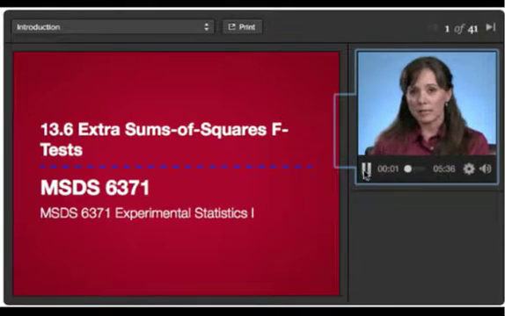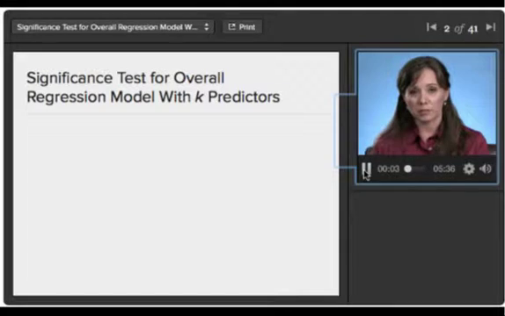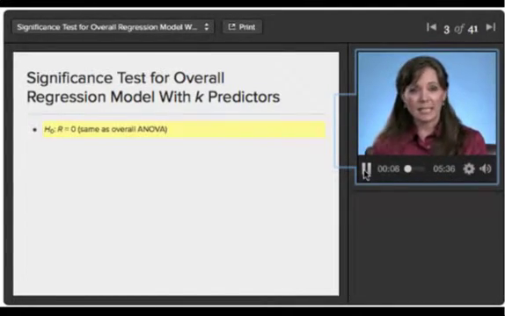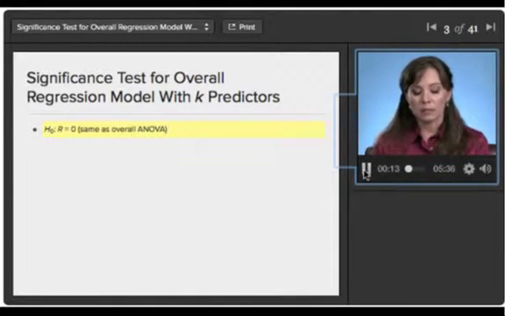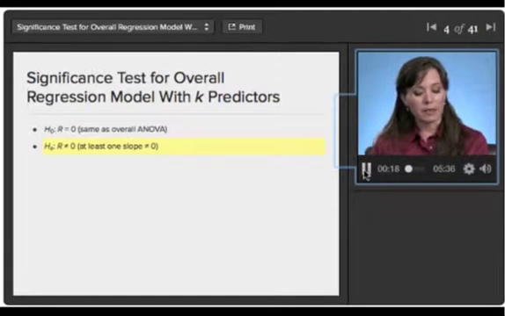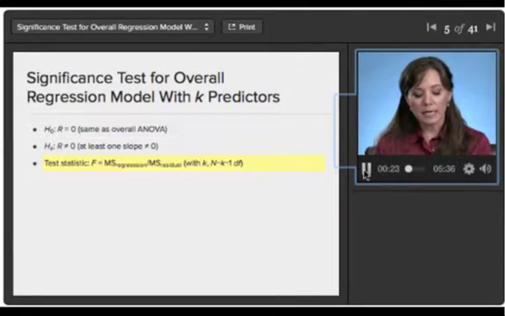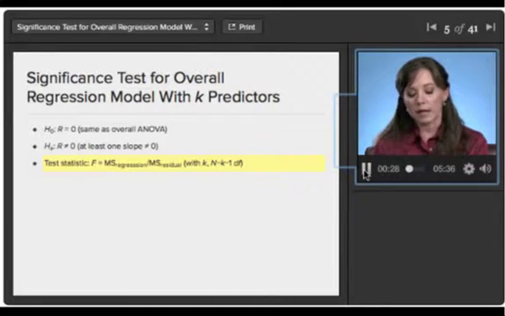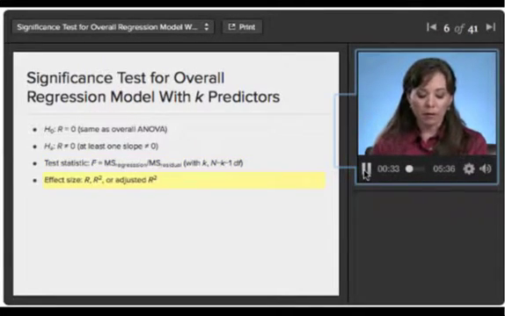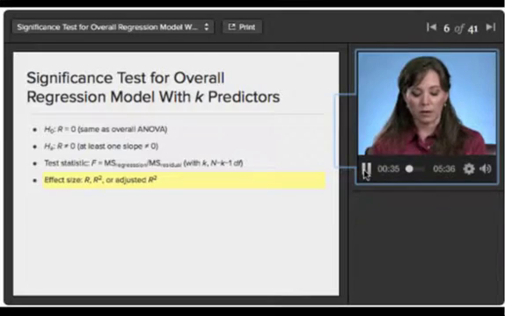We've already examined the significance test for the overall regression model with any number of predictors. The null hypothesis for that test is that the multiple correlation coefficient, which we call R, is equal to 0, which is the same as an overall analysis of variance. And the alternative hypothesis is that R is not equal to 0, or at least one slope does not equal 0. The test statistic is our F-test, which is the mean squared regression divided by the mean squared residual with k and n minus k minus 1 degrees of freedom. And our effect size can be R or R squared or the adjusted R squared.